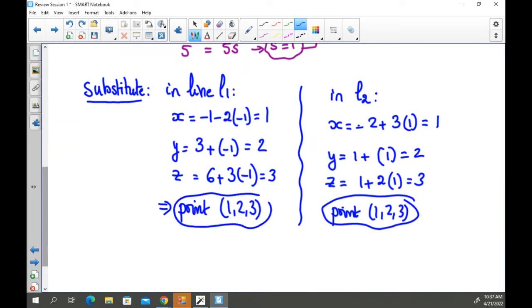So what is this telling us? What is this telling us? That the lines are intersecting at which point? What is the point of intersection of these lines? There is an intersection at the point 1, 2, 3. Yes. 1, 2, 3 is the intersection point.